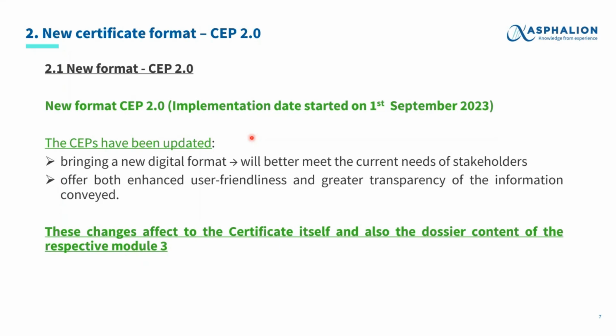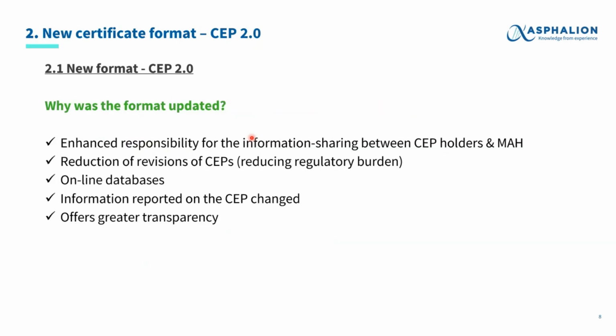As we have said, these changes affect the certificate itself that is signed by the ADQM, but the Module 3 content, the quality information content, is also impacted by these changes. Why was the format updated? This format was updated by the ADQM in order to enhance the responsibility for the information sharing between the CEP holders and the marketing authorization holders, reducing the revision of the CEPs, reducing the regulatory burden, in order to improve the online databases, in order also to change the information reported on the CEP, and offer greater transparency.